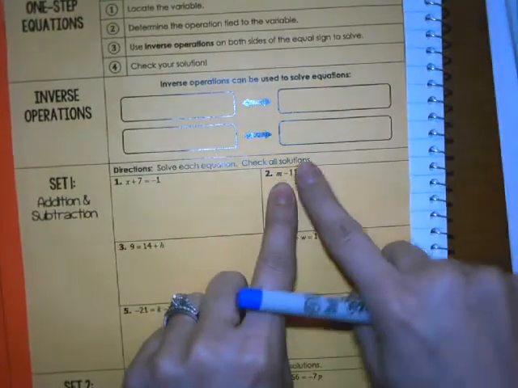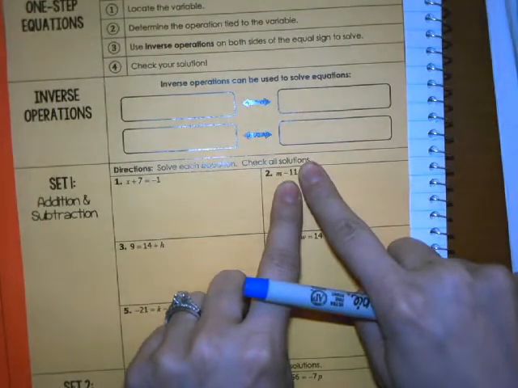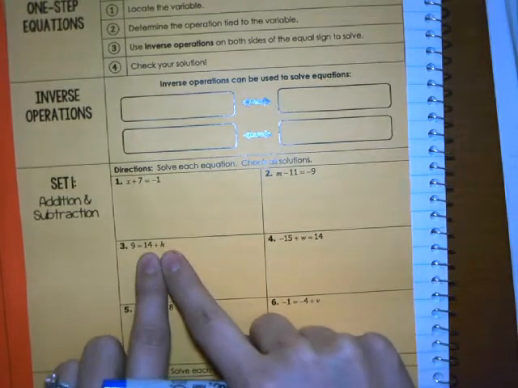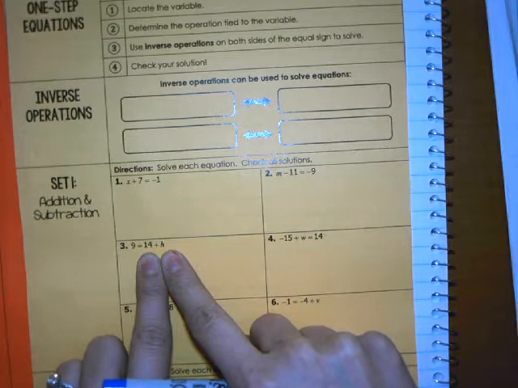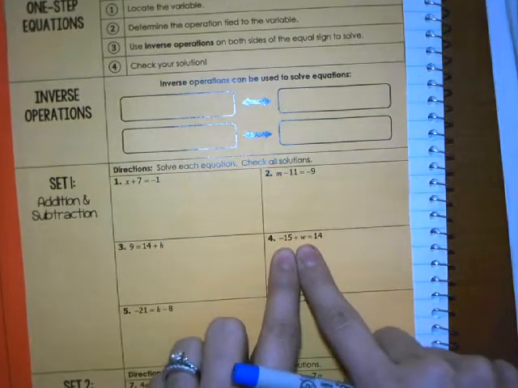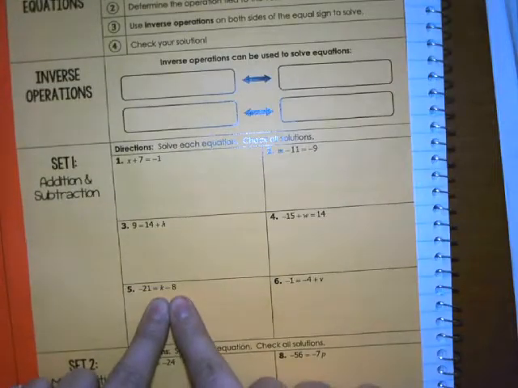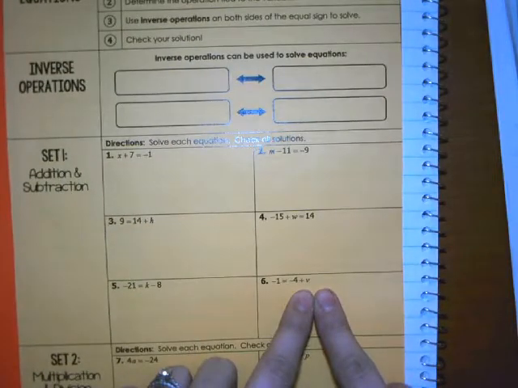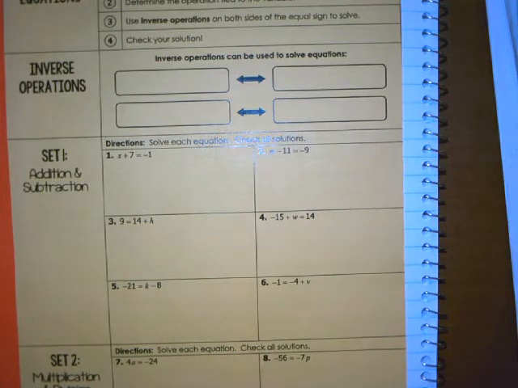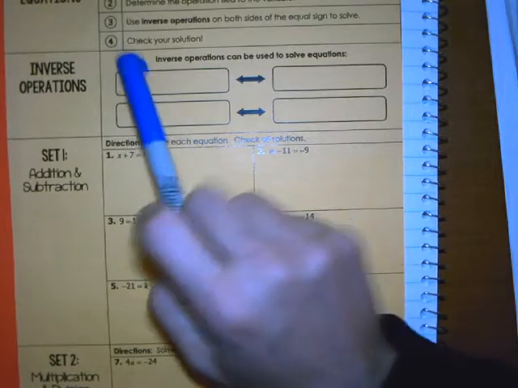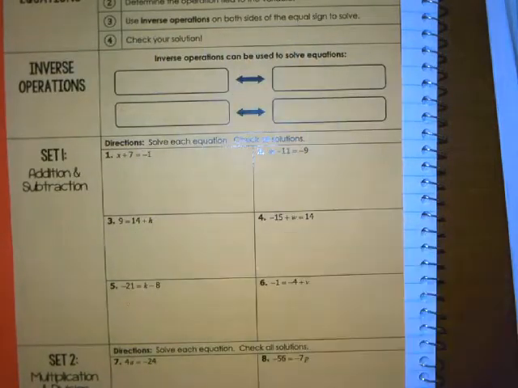If we look at number 2, what operation are we doing? Number 3, what are we doing? Adding. We're adding, right? So the first step is always to figure out what operation is being done. Then step 3 is to use the inverse operation on both sides of the equal sign to solve the problem, and then you get to check your solution.